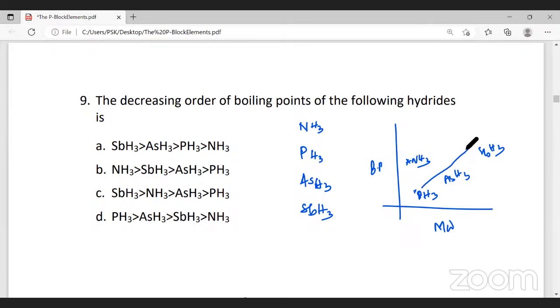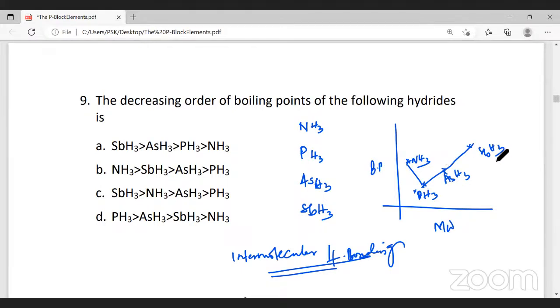it here. But in case of ammonia, ammonia can form intermolecular hydrogen bonding. Since intermolecular hydrogen bonding is possible, ammonia shows an exceptionally or abnormally higher boiling point. So you can see ammonia is having a higher boiling point compared to AsH3 also.